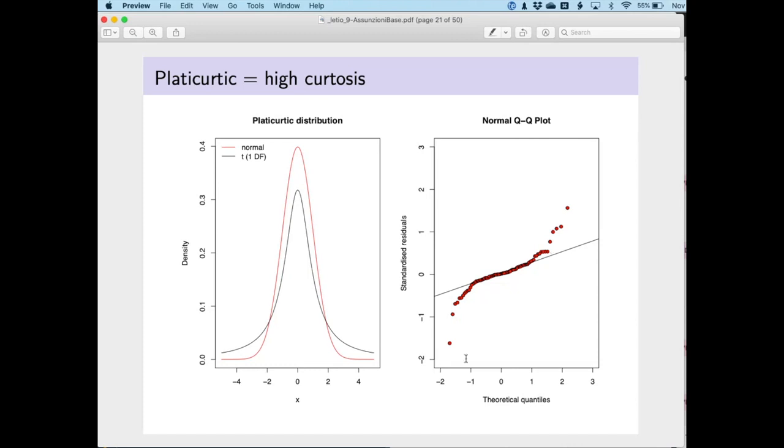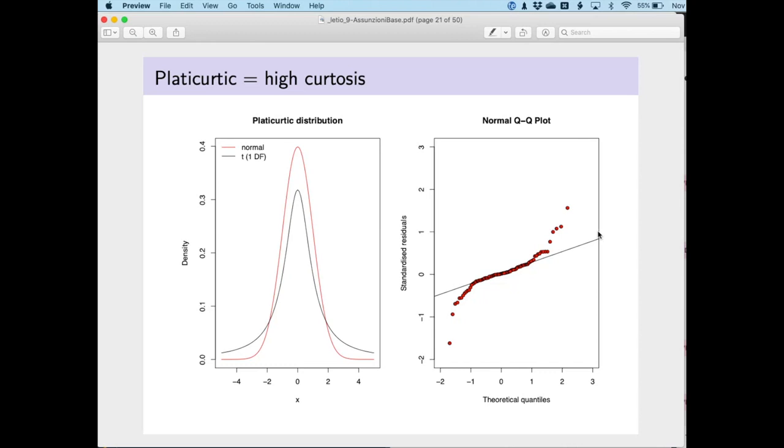And you see the QQ plot looks like this. So you see the tails are deviating because we have more negative residuals than they should be and more positive residuals than they should be.